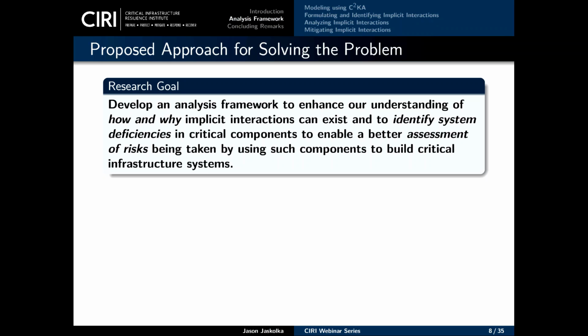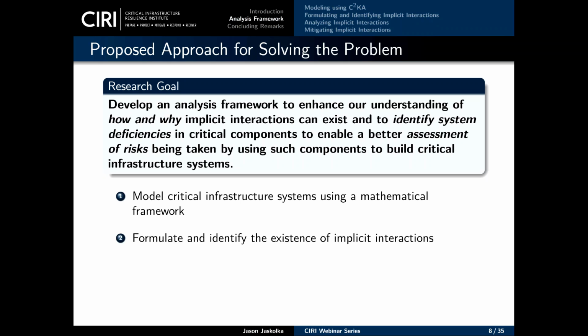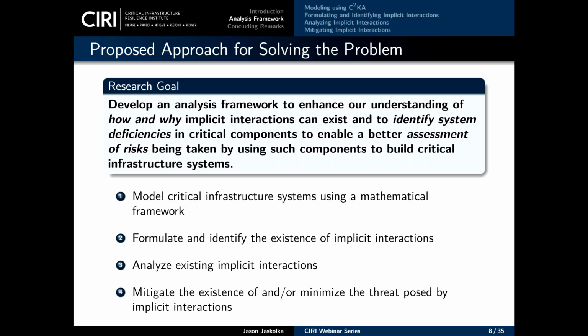So in doing so, we take a four-step approach here. We start by modeling critical infrastructure systems using a mathematical framework. Then we formulate and identify the existence of implicit interactions. This is really the idea of identifying whether or not they exist in our system in the first place. And then once we find that some implicit interactions exist, we want to perform some analysis so that we can start to understand more about these kinds of interactions, why they might exist, what their potential impact could be if we don't do anything about them, and all of these kinds of things. And lastly, we want to try to mitigate the existence or at least minimize the threat posed by implicit interactions if they're found to exist in our system.